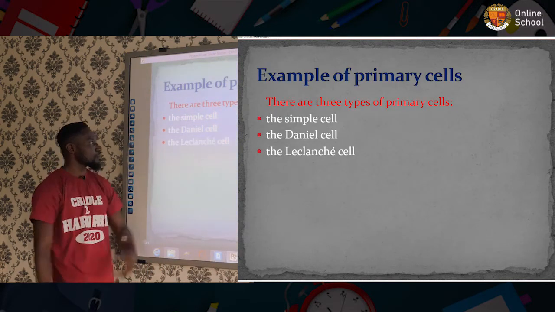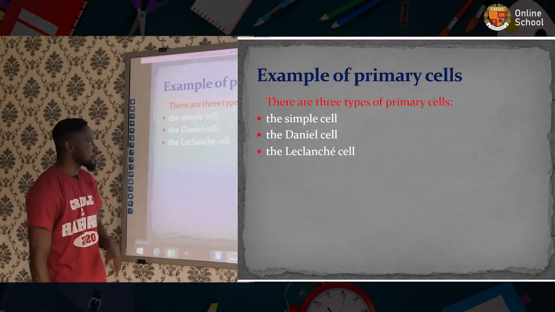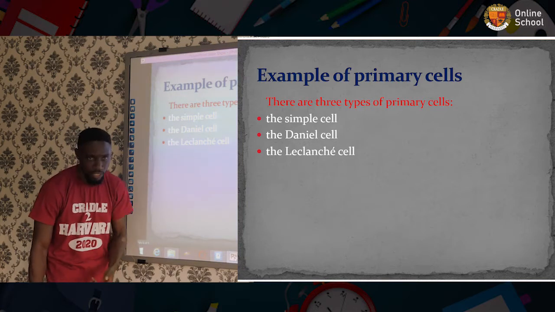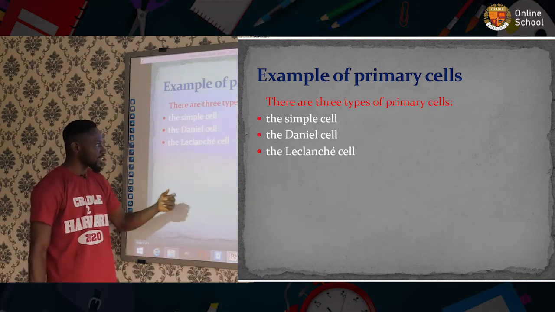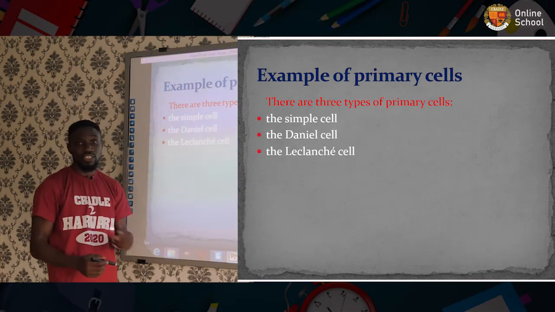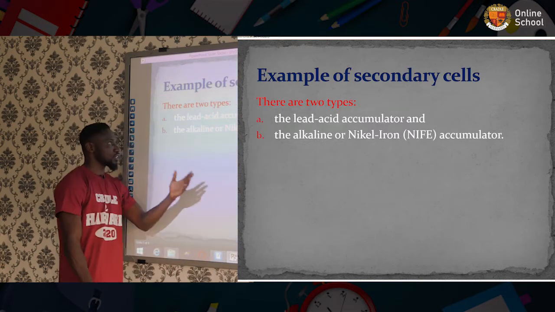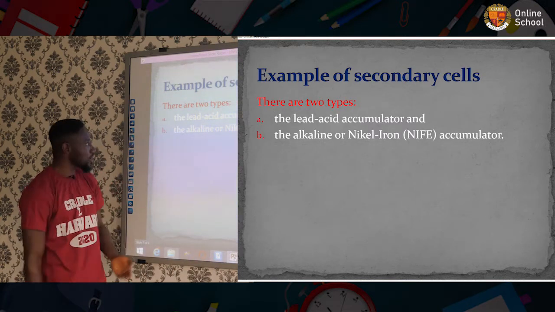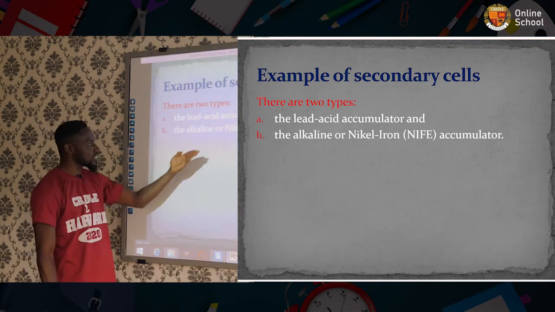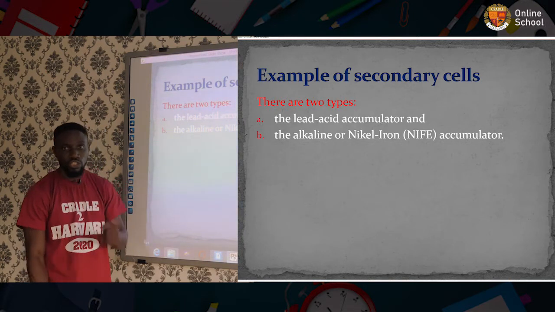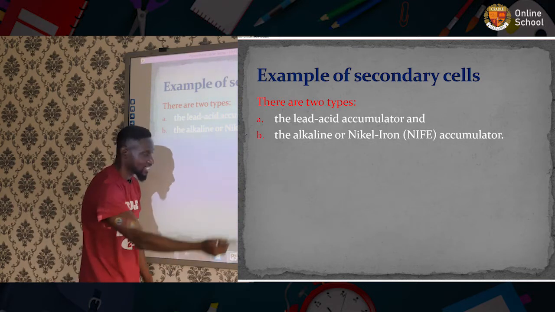Now, examples of primary cell. There are three types of primary cell. The first one is the simple cell. The second one is the Daniell cell. And the third one is the Leclanche cell. We are going to be discussing this in detail in our next class. Don't forget. Then let's look at examples of secondary cells. There are two types of secondary cell. We have the lead acid accumulator, and then the alkaline or nickel iron accumulator. This also we'll be discussing further in our next classes.